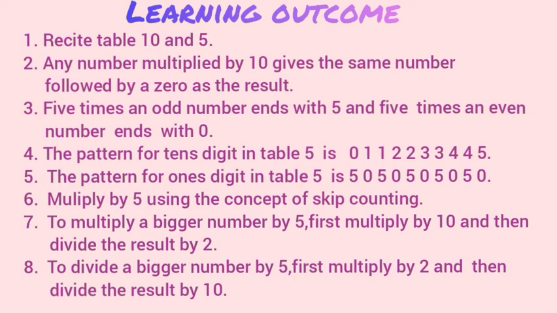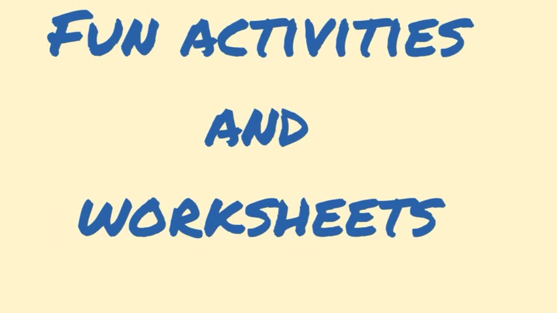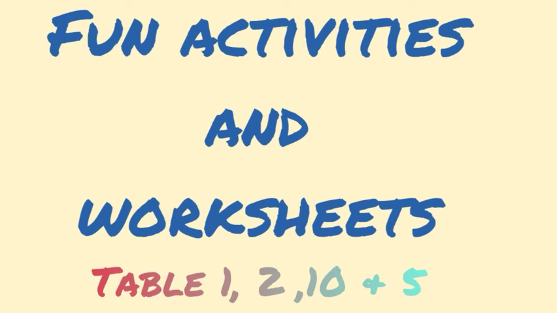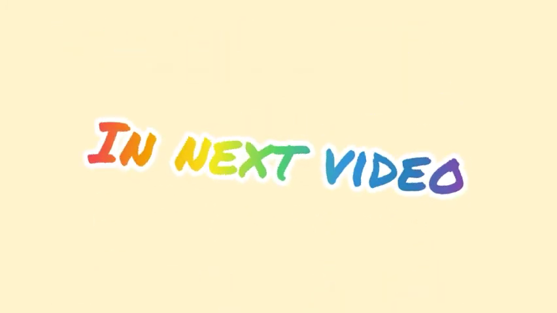The pattern for the tens digit in table 5 is 0, 1, 1, 2, 2, 3, 3, 4, 4, 5 and so on. The pattern for the ones digit in table 5 is 5, 0, 5, 0, 5, 0, 5, 0, 5, 0 and so on. And they should be able to multiply by 5 using the concept of skip counting. And they should also know the tricks to multiply a bigger number by 5 and to divide a bigger number by 5. Having learnt about table 1, 2, 10 and 5, in our next video, we will see a few fun activities and worksheets that would help you ensure that your kids are clear with table 1, 2, 10 and 5.